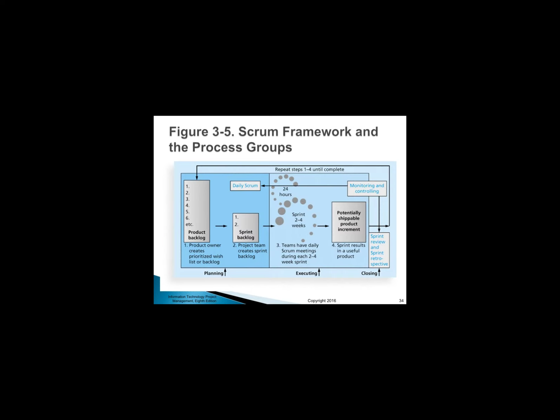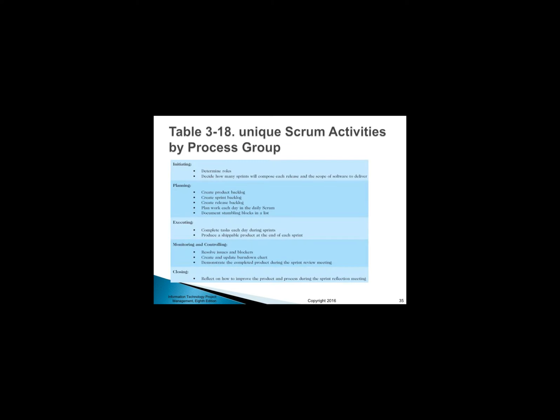Figure 3-5 displays how you can view the Scrum framework shown in Chapter 2 in terms of the project management process groups. Table 3-18 summarizes some of the unique Scrum activities by each process group. The following sections provide more detail on these activities.